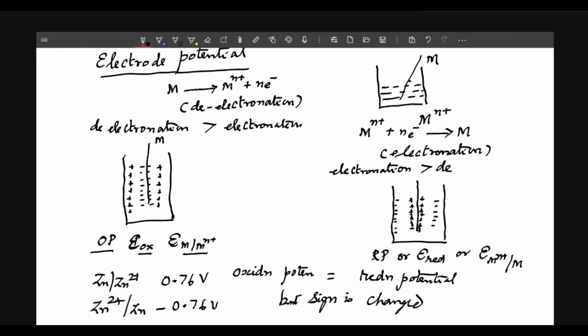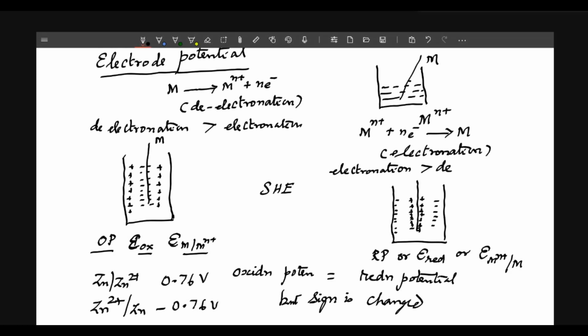According to IUPAC, the positive value is given if the reaction involves a reduction when connected to the standard hydrogen electrode. What is the standard hydrogen electrode? Or simply, we can convert this IUPAC recommendation in another way. The positive value is given for the species undergoing a reduction.